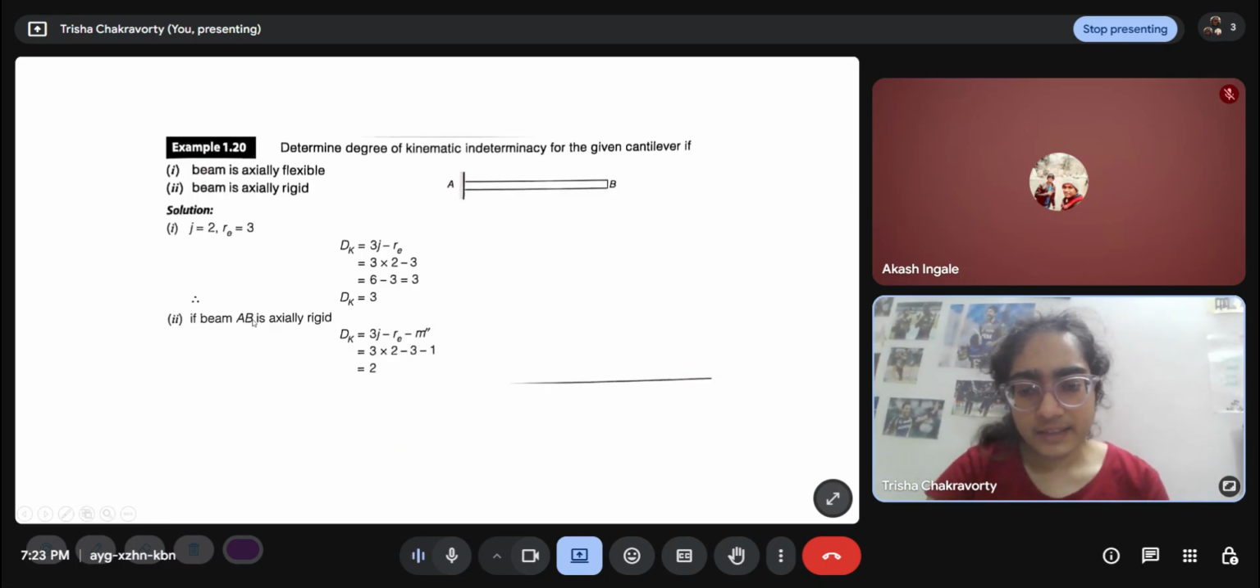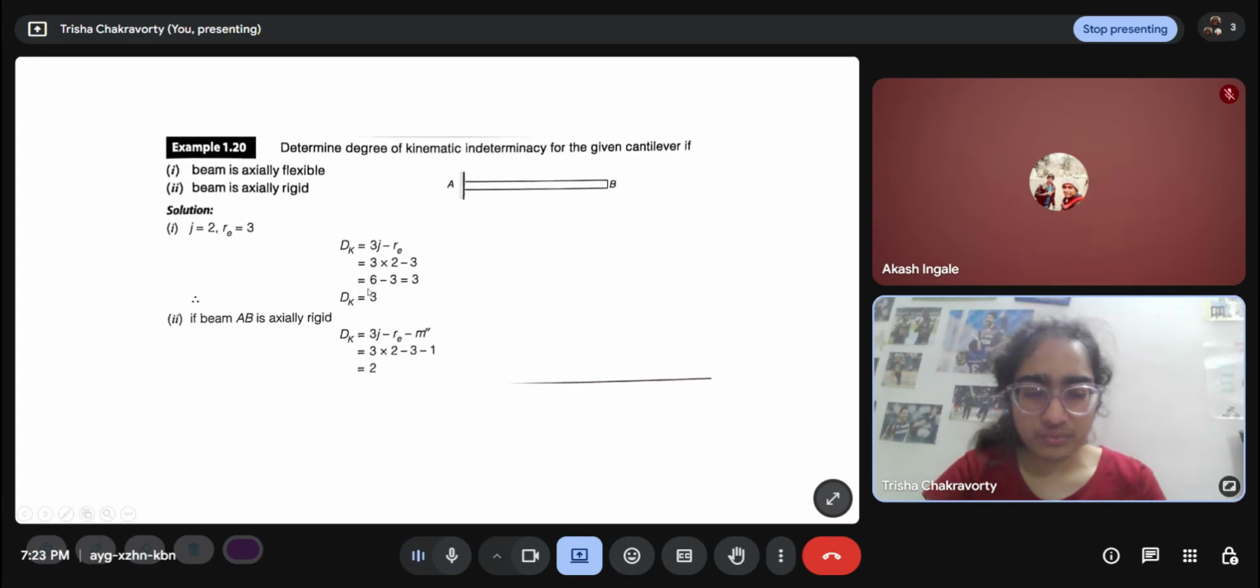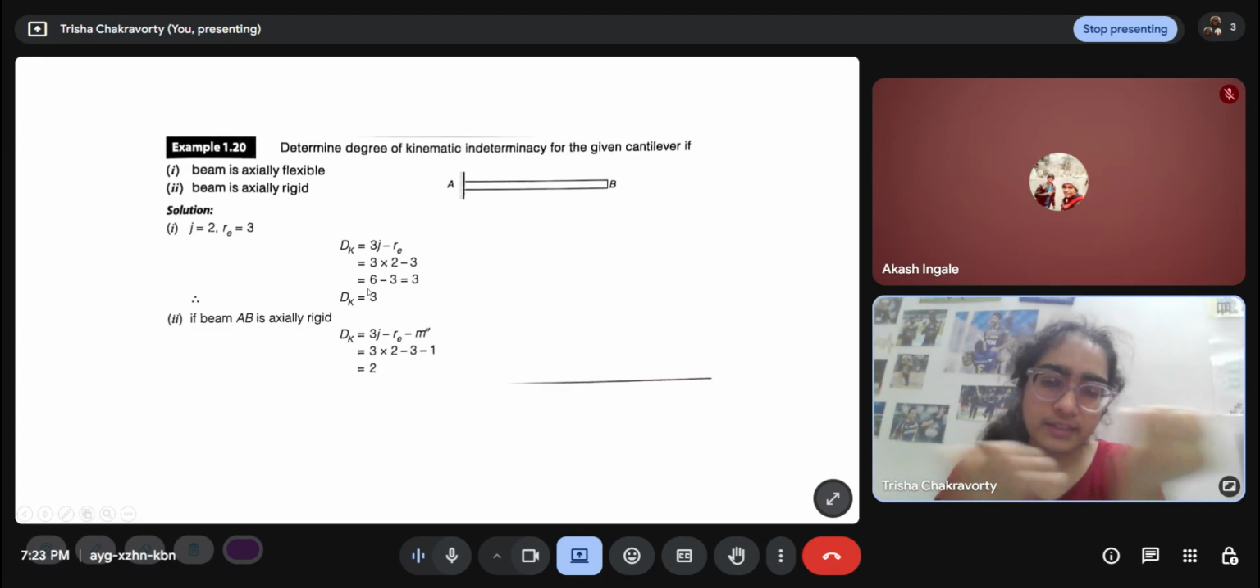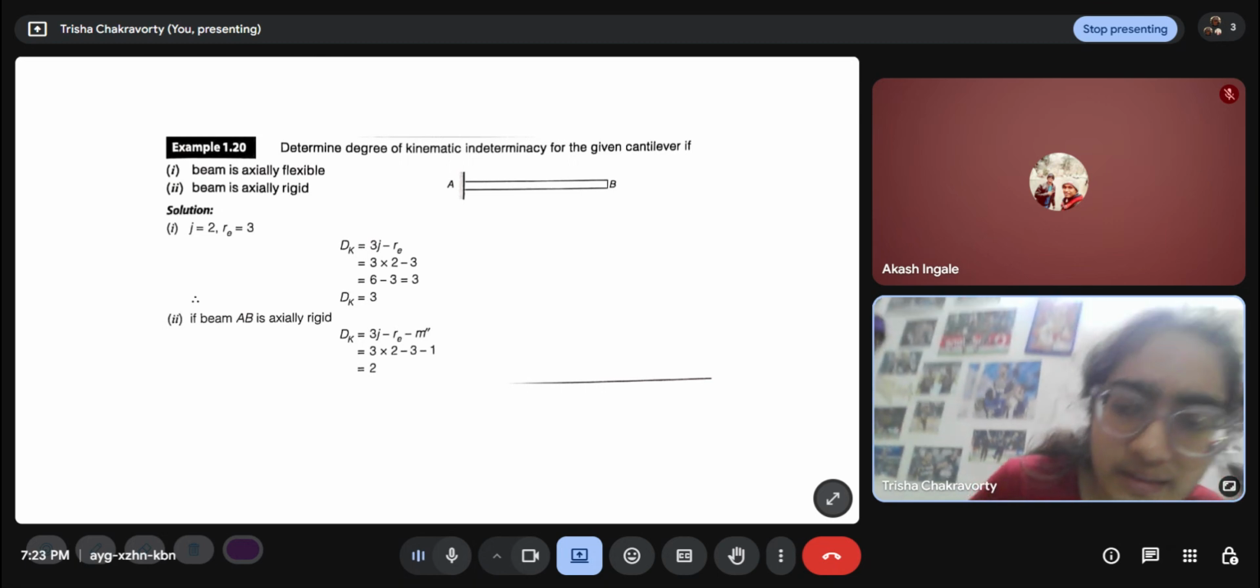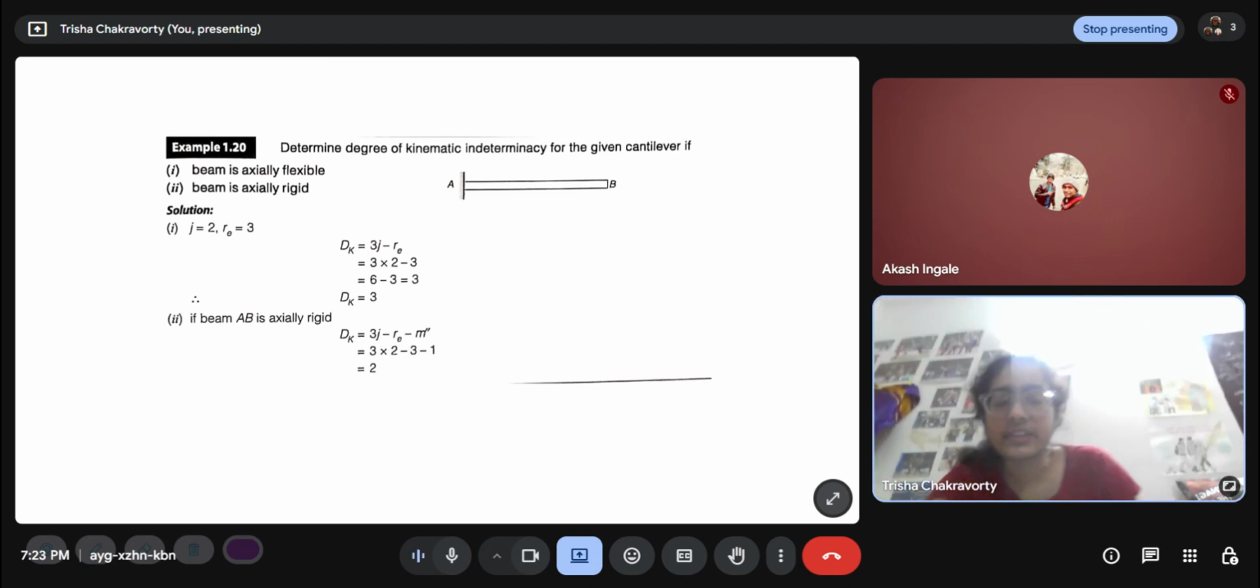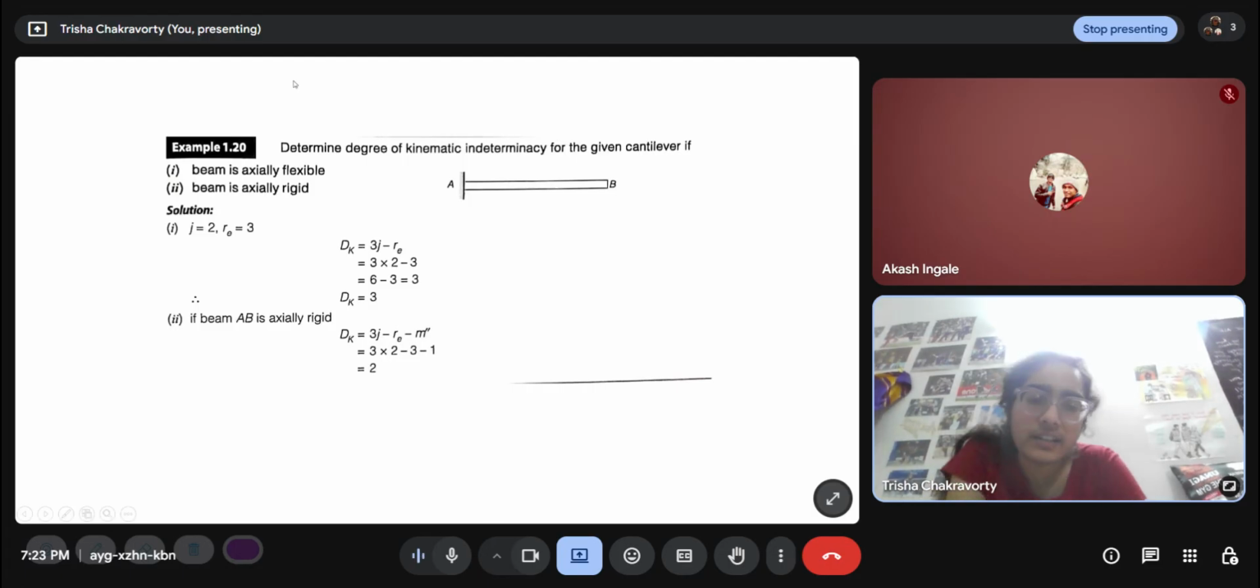And if beam AB is axially rigid, I have to assume that it is flexible in the sense it can elongate or shorten in the axial direction. That is a general assumption. But if I tell you that AB is rigid, then you have an additional condition here: since A cannot move laterally in the x direction, B also cannot move in the x direction, because A and B cannot have any relative displacement with respect to each other. So the delta x gets cancelled out from B as well.